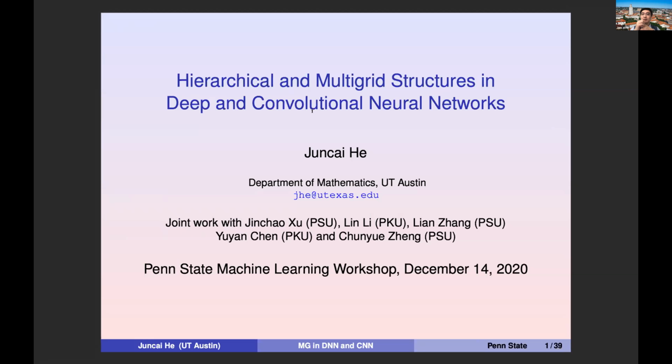Today, I'm going to talk about how to apply mathematical structure to study and understand both ReLU deep neural networks and convolutional neural networks. This is joint work with my PhD advisor, Professor Jinchao Xu, and some other collaborators like Lin Zhang, Yuan Chen, and Chunyue Zheng from Penn State and Peking University.